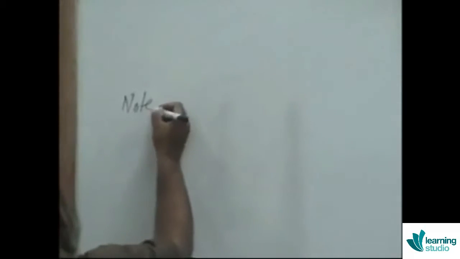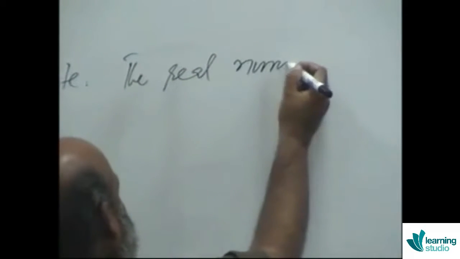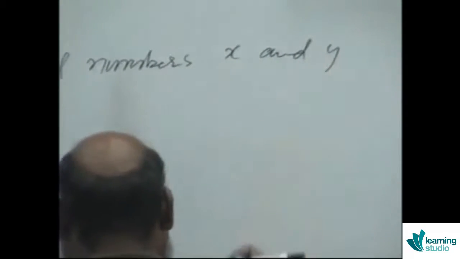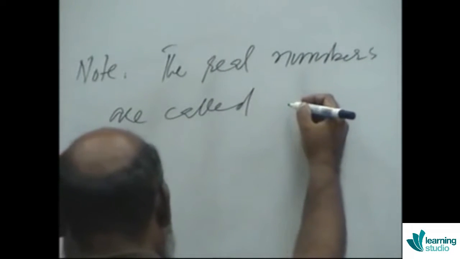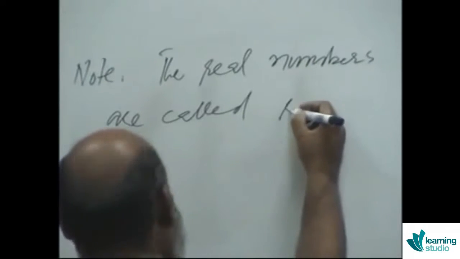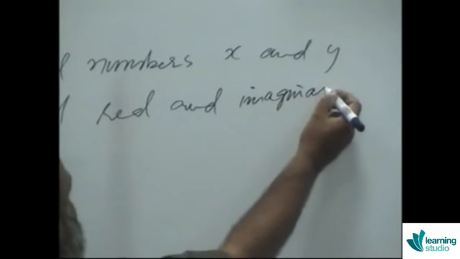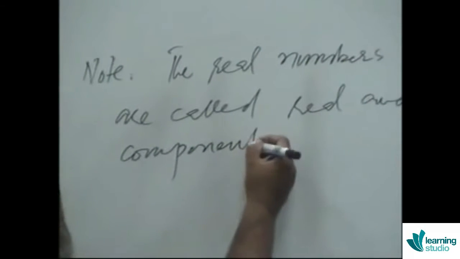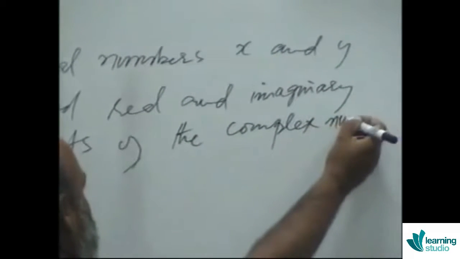Note, the real numbers x and y are called the real and imaginary components of the complex number (x, y).